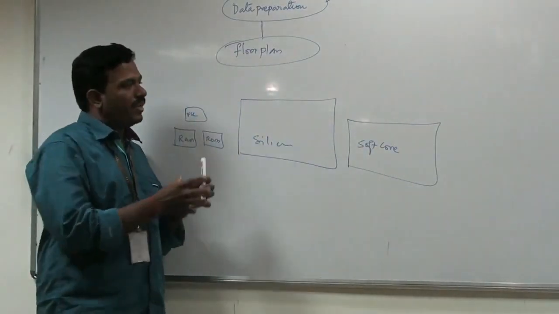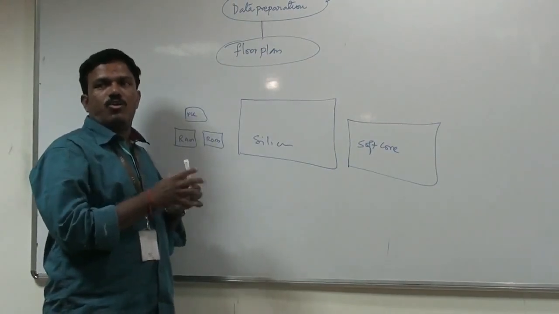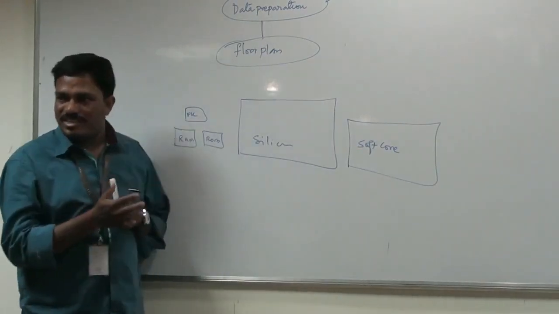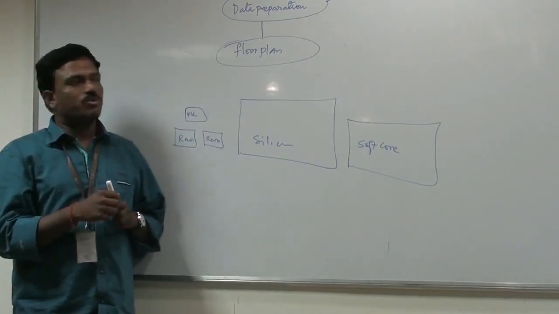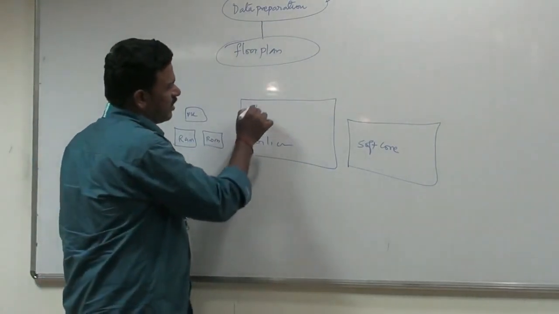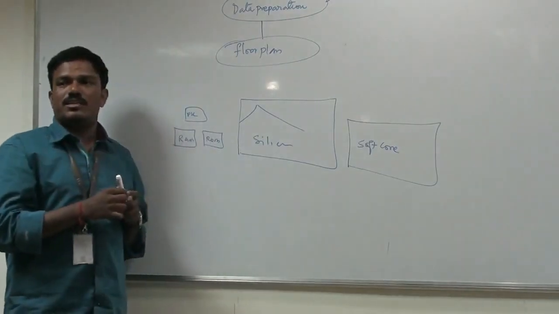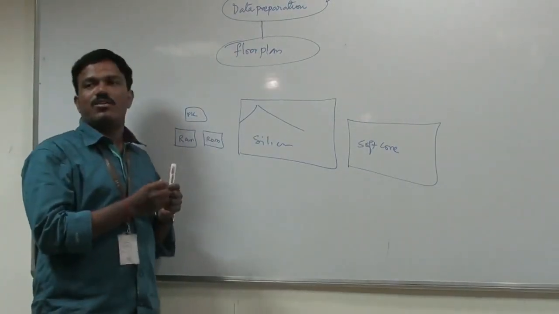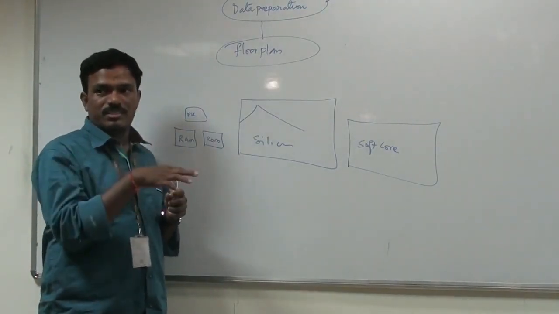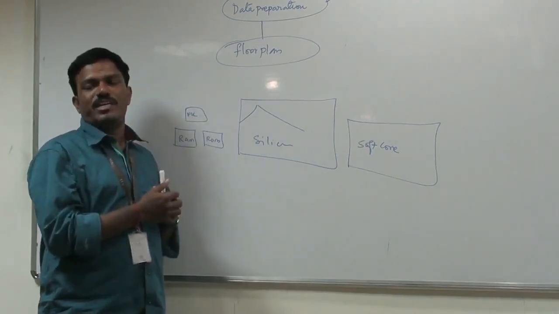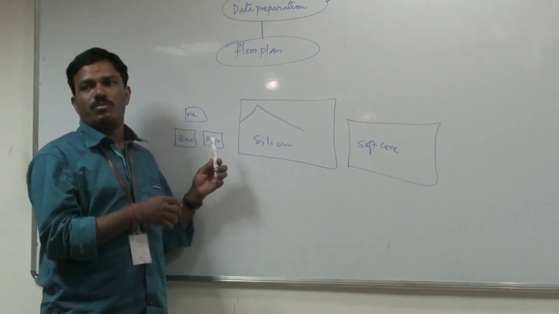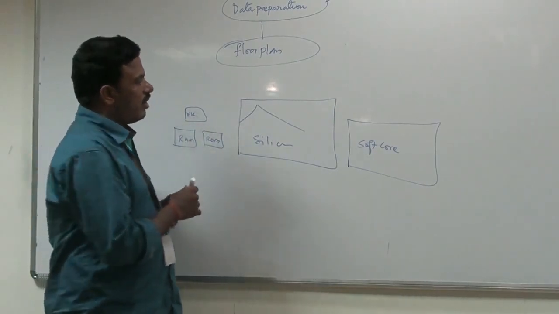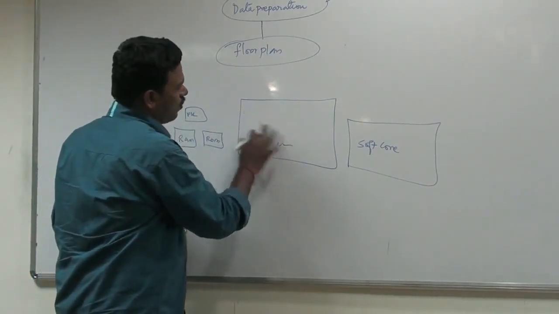So initially we need to decide how many analog blocks are there, how many digital blocks are there, where I need to place all my blocks. So that identification is very important. That identification is called floor plan. We are not placing. We are identifying the right place for the right component, right? That process is called what? Floor plan.